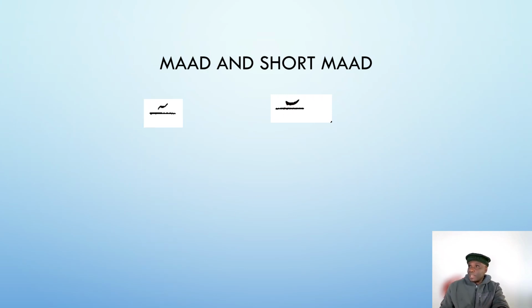Now we have here another mad, which is a short mad. This one is more like a small mark on top of a letter. The difference between this one and that one is that you pull longer here. This is a short pull, a short lengthening, and this is a longer lengthening. If this one is long, it would be like this. Well, this one will be shorter.